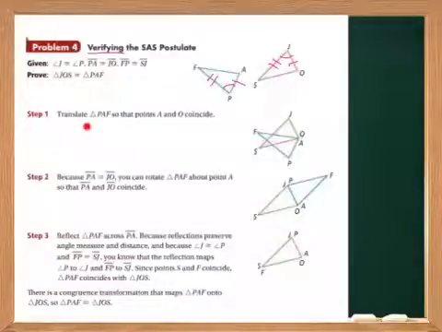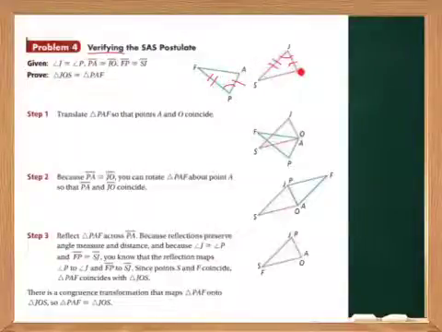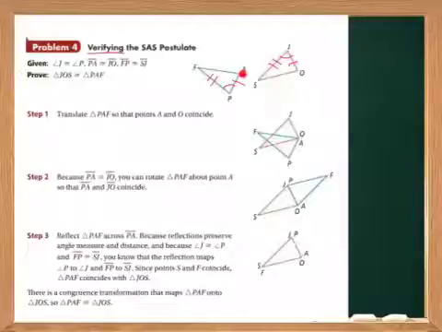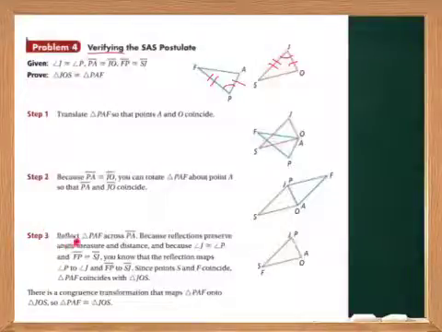Step 1 would be to translate triangle PAF so that points A and O coincide. So we would basically be overlapping A and O. Because PA and JO are congruent, you can rotate triangle PAF about point A so that PA and JO coincide. So when we translate this over, and then we rotate this whole triangle so that PA and JO coincide, they'll be perfectly overlapping. Step 3 would be to reflect PAF across line segment PA.